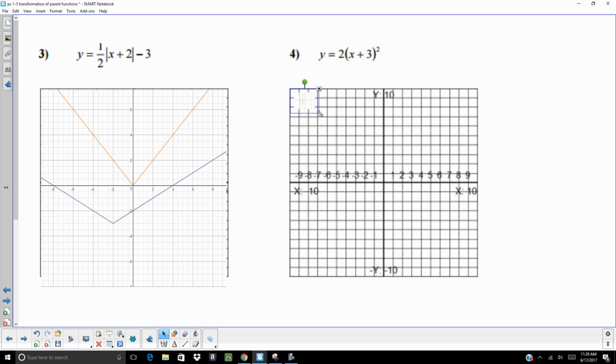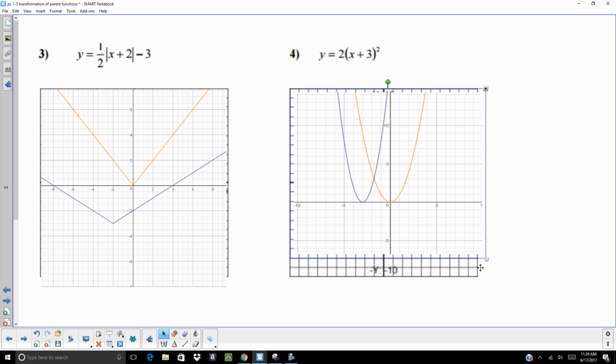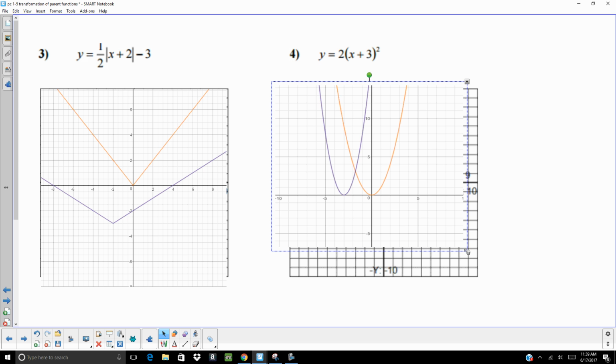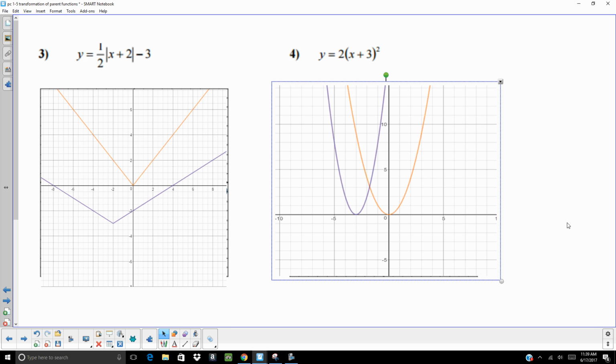On number 4, my parent function is a parabola. And on this one, I have a 2 out in front, and that 2 is greater than 1, so that's going to be a vertical stretch. It's going to get longer and skinnier by a factor of 2. And this is going to be going to the left 3. So my vertex went from 0, 0 to -3, 0.